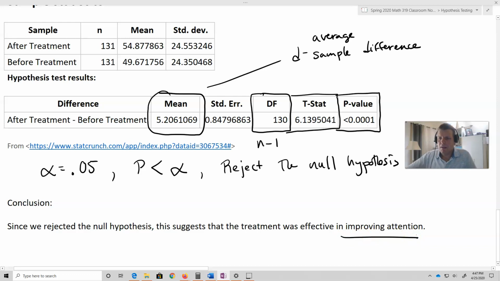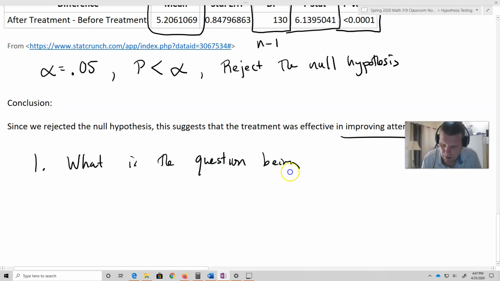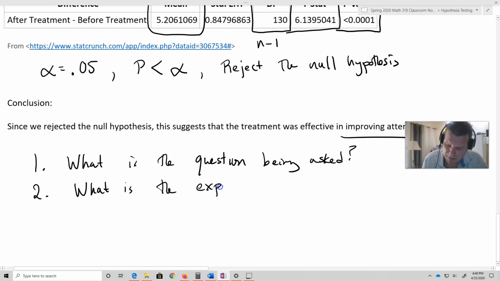So as you're doing this, be very systematic in your thinking. First, ask yourself, what is the question being asked? Second, and I'll even write this down here for you, what is the experiment that is being run? How is it being done? That's really going to help you out and inform you in understanding what your results mean.